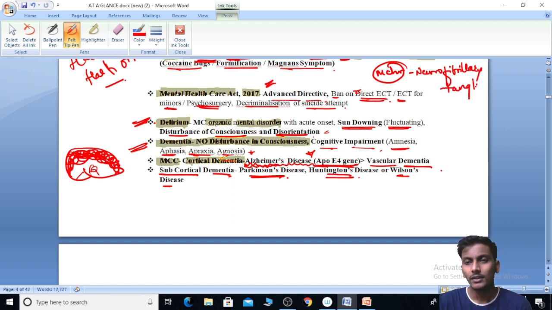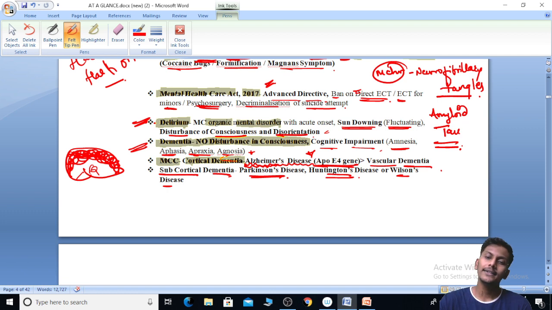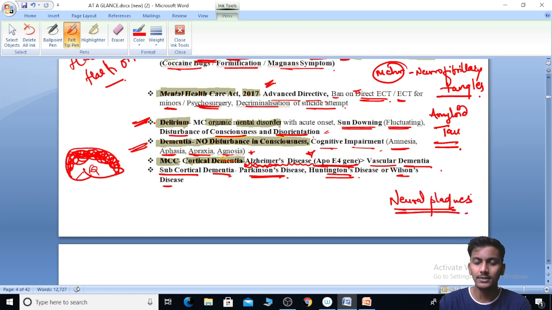Remember, there would be accumulation of which two proteins? There would be accumulation of the amyloid protein and the tau protein. Along with neurofibrillary tangles, there would be neuritic amyloid plaques, and the tau protein is usually seen in the neurofibrillary tangles. Remember, these are important features.